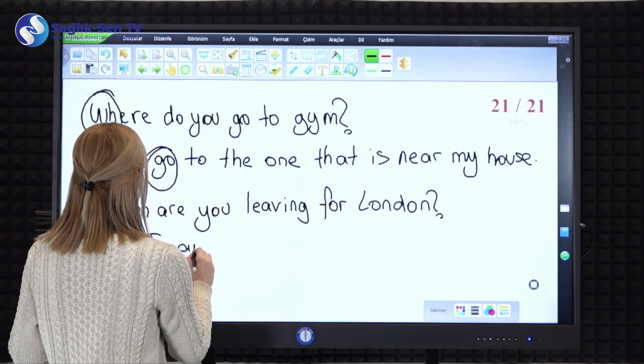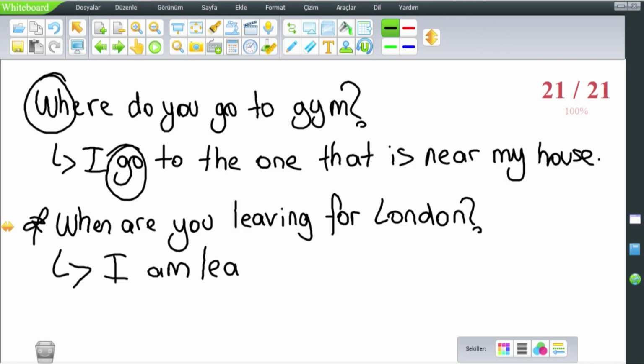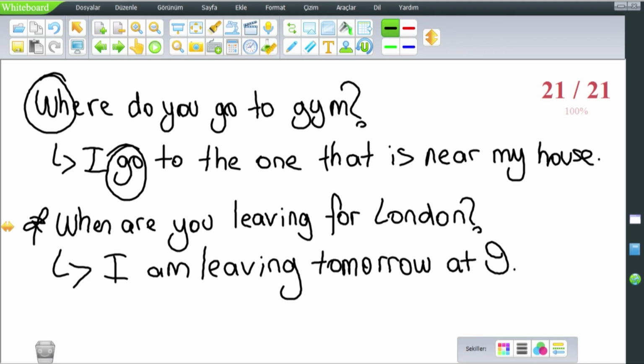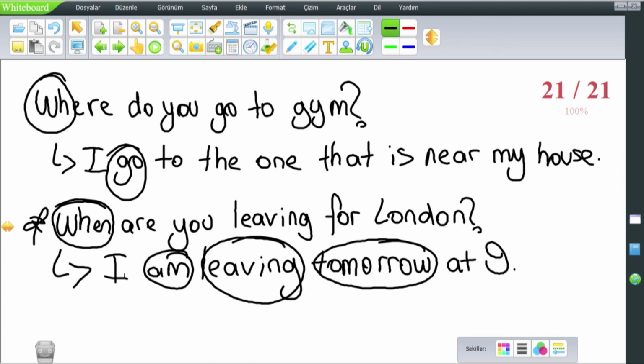I am leaving tomorrow at 9. This is a WH question. Zamanı soruyorum. Ne zaman? And again, I made this sentence in present continuous. Be form and verb ing.